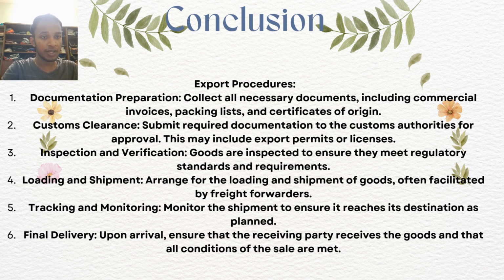Fourth is loading and shipment. Arrange for the loading and shipment of goods, often facilitated by freight forwarders. Fifth is tracking and monitoring. Monitor the shipment to ensure it reaches its destination as planned. Sixth is final delivery. Upon arrival, ensure that the receiving party receives the goods and that all conditions of the sale are met.